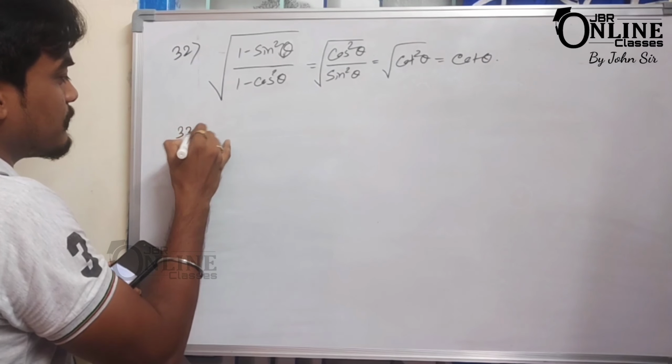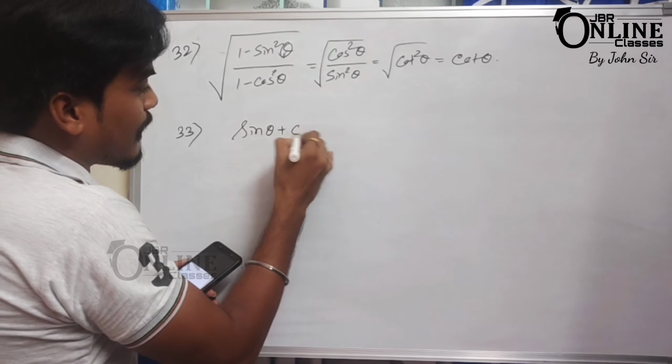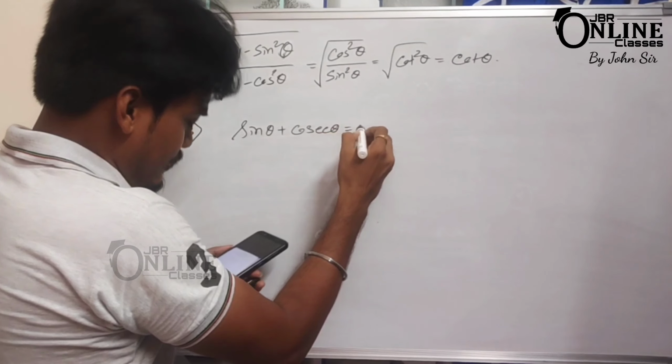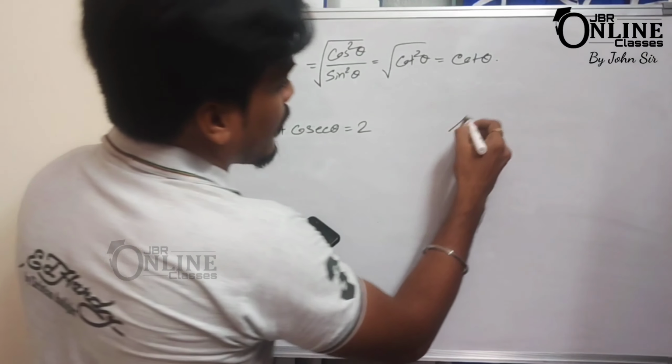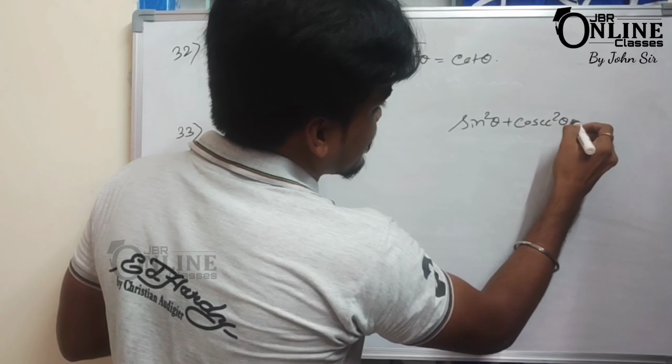So cot theta is the final answer. It's a very easy problem. Now next one, sum number 33. In sum number 33, sin theta plus cosec theta equals 2. Now we have to find out the value of sin square theta plus cosec square theta.